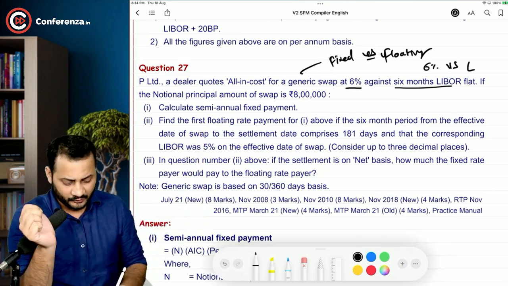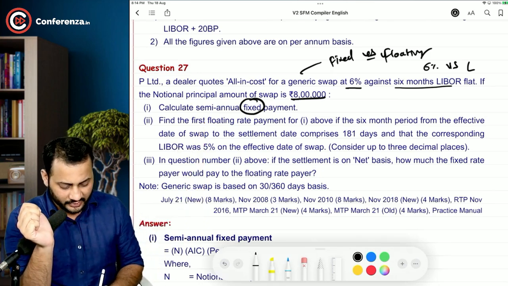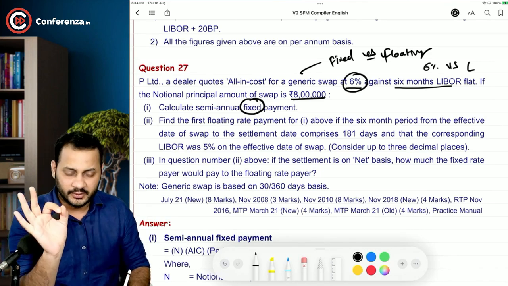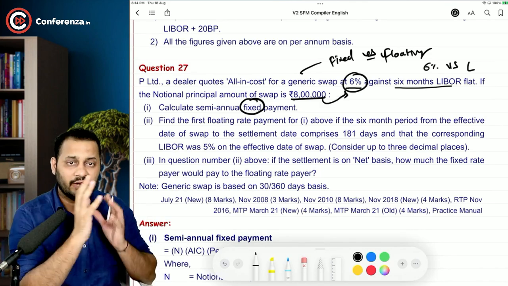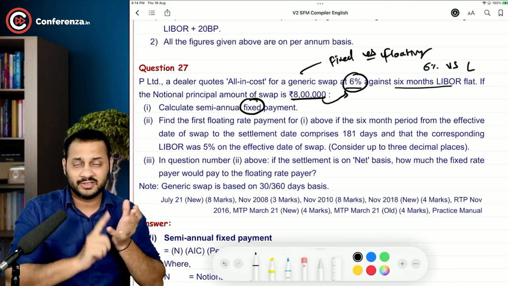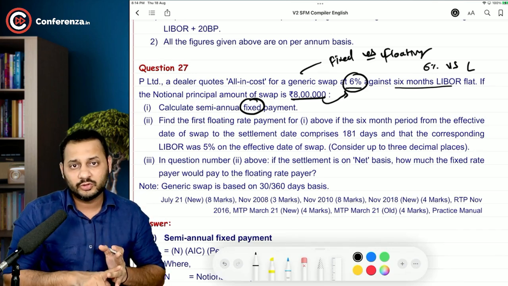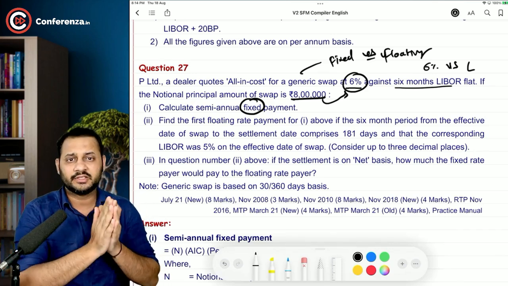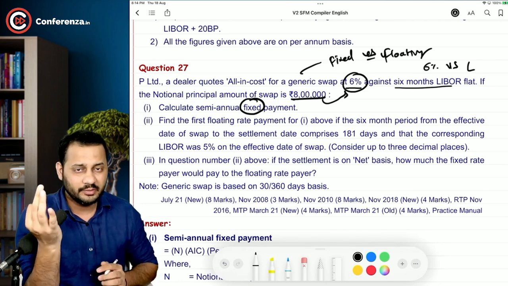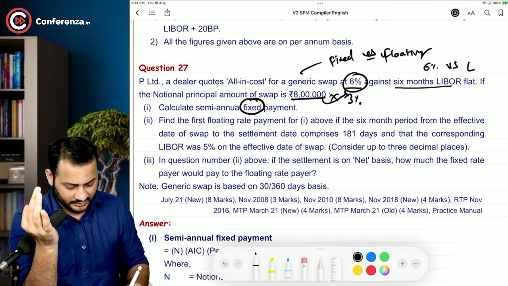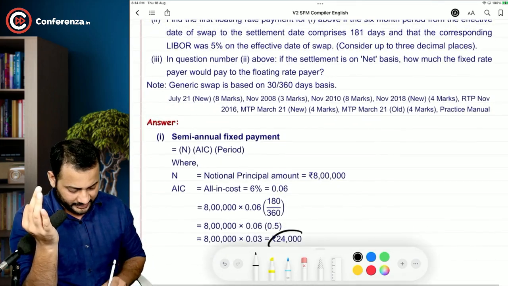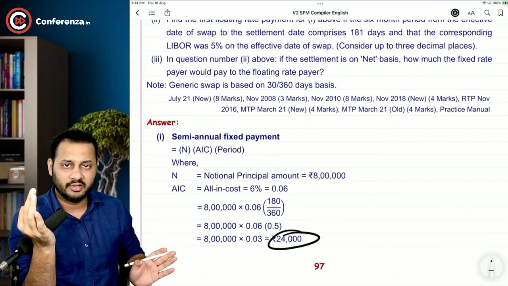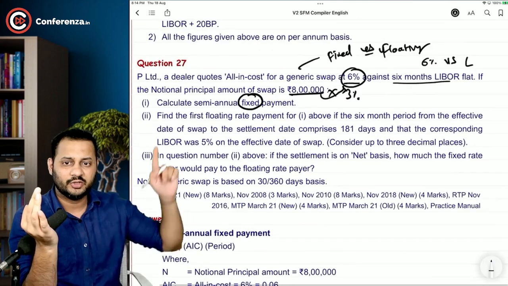It's very simple, sir. 8 lakh, we have to calculate the fixed payment and the fixed rate is 6%. 8 lakh into 6%, everything is per annum. 6% is also per annum. LIBOR is also per annum. So 6% is per annum. That means for semi-annual, 3%. 8 lakh into 3%, that's 24,000. It's very easy to calculate. It's not that difficult. That's the semi-annual payment.